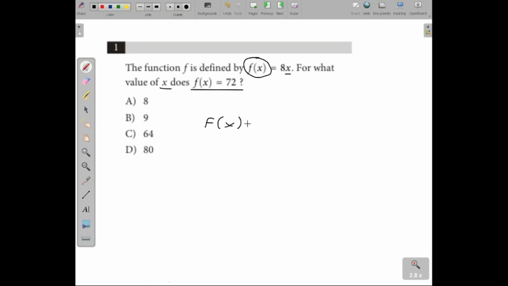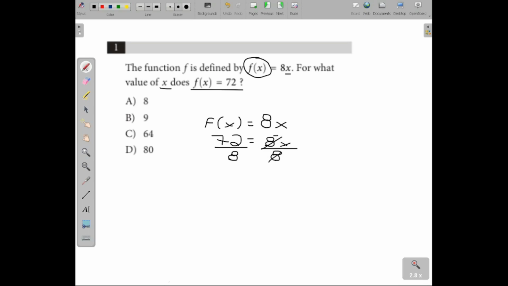First, let's copy the function. f of x is equal to 8x. We know the value of f of x, that's 72, equal to 8x. Now we can divide both terms by 8 to get rid of the 8.